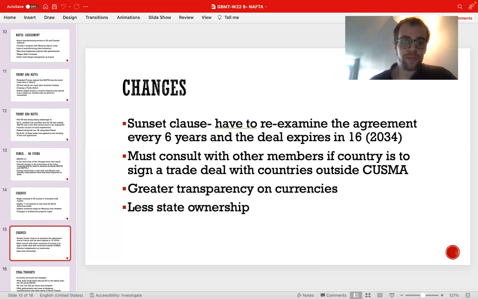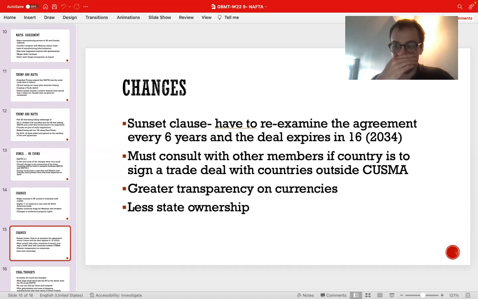Most importantly, the new agreement has what's called a sunset clause, where each party must re-examine the agreement every 6 years, and the deal expires in 16 years, so by 2034. All three sides could agree at this time to carry on. However, unlike NAFTA, which was designed to be permanent, this agreement formally expires in 16 years.